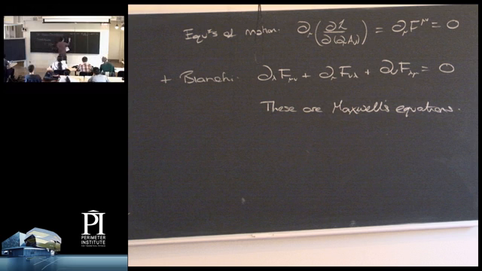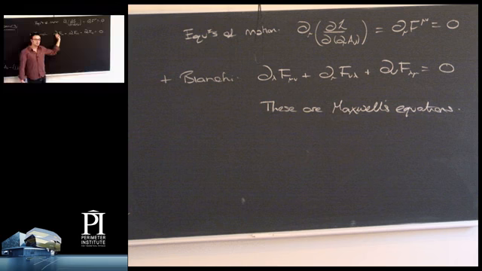Of course, we should add to this the Bianchi identity. This is an identity that just follows by plugging this definition of F into here and noticing that derivatives commute with each other. So d mu d nu is the same as d nu d mu. Okay? So that identically holds. And this set of equations is called Maxwell's equations.